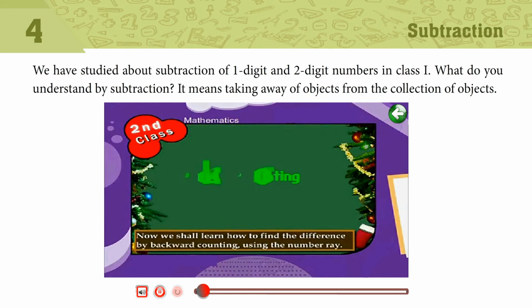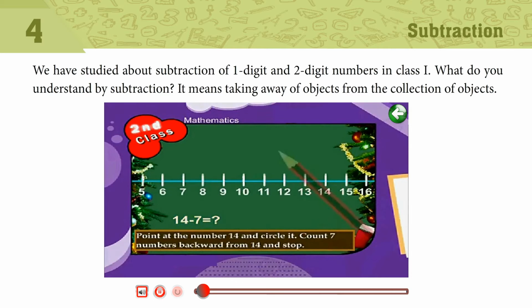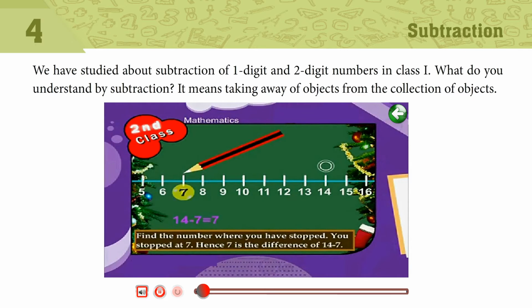Now we shall learn how to find the difference by backward counting using the number ray. For example, what is the difference of 14 minus 7? Now draw a number line starting from 0 to 20. Point at the number 14 and circle it. Count 7 numbers backwards from 14 and stop. Find the number where you have stopped. You stopped at 7. Here, 7 is the difference of 14 minus 7.